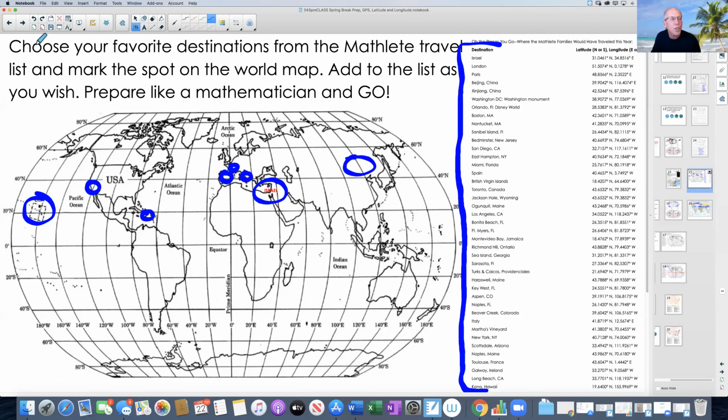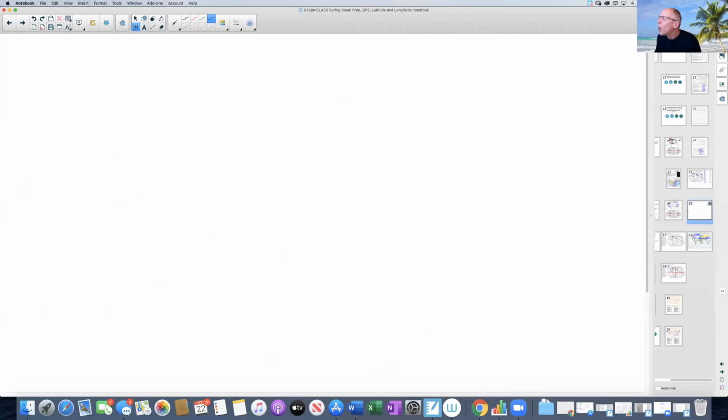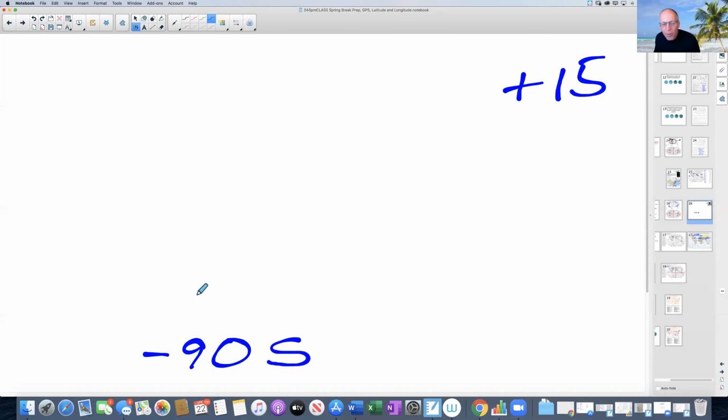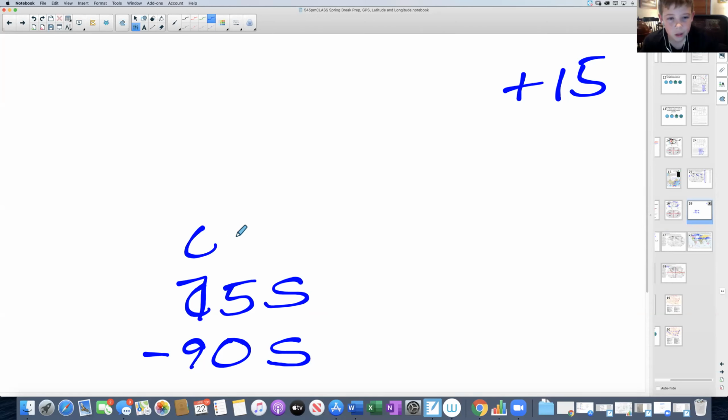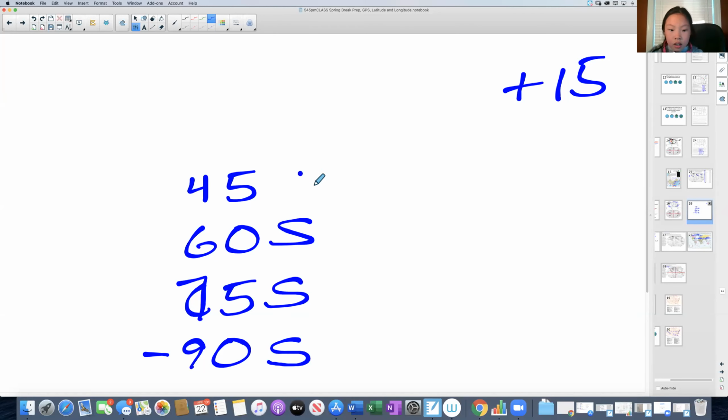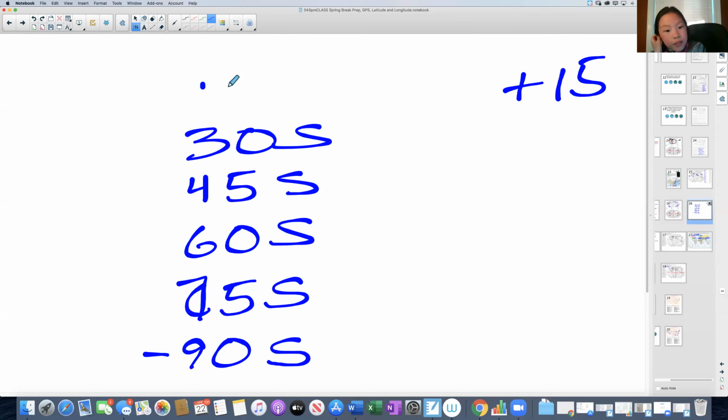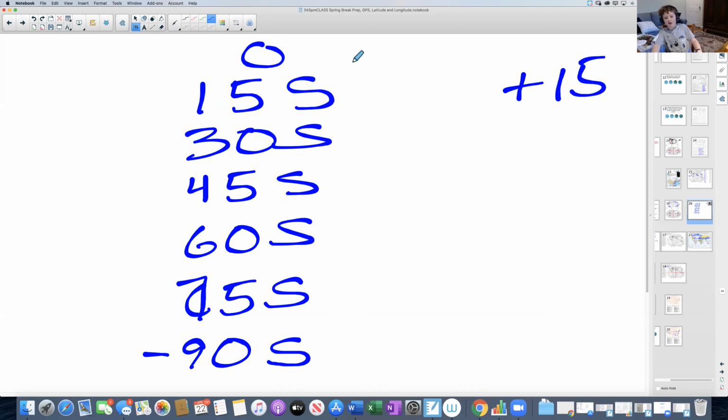Now, to do our cheer, we are going to do it from Lola 90, negative 90. We're going to say 90 south, and we're going to go by 15 degrees. Ready? Go. 90 south. 75 south. 60 south. 45 south. 30 south. 15 south. 0 south. But don't ever say negative 0 south.